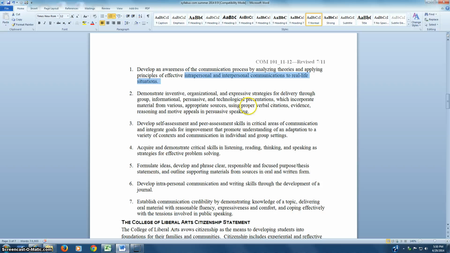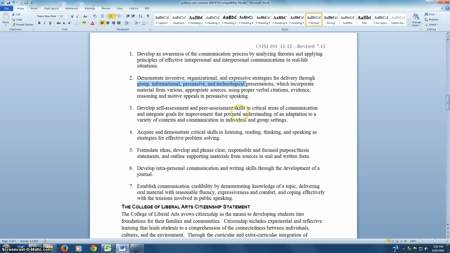As much as possible, we'll try to relate items to real life. We also want you next to think about how we develop and deliver strategies in group settings, technological settings, persuasive and informal settings. These are really the four different types of speeches that we'll be doing throughout the quarter.